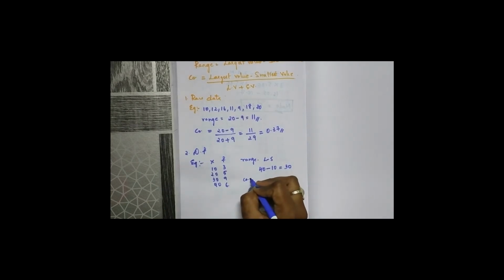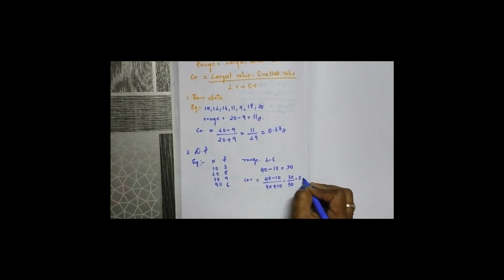Now coefficient of range, that is 40 minus 10 divided by 40 plus 10. So this is 30 divided by 50. So you get 0.6.